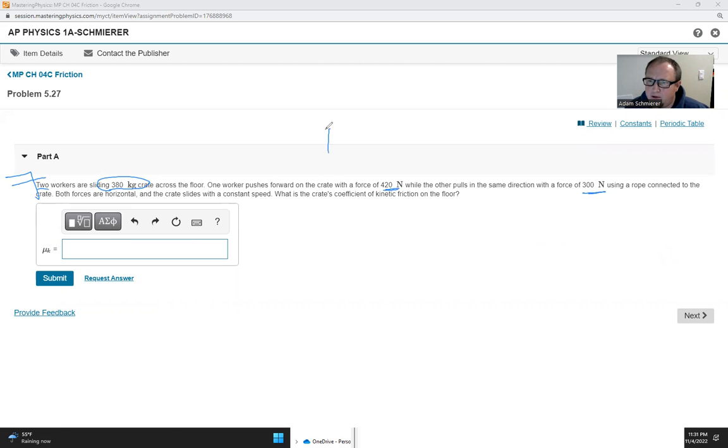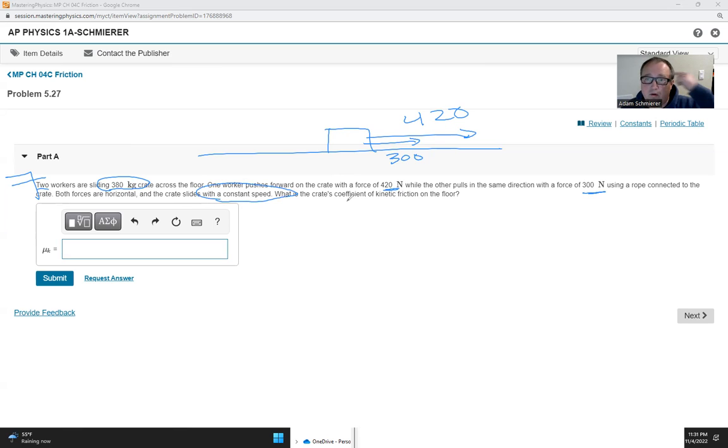So if I think about my box, these guys, or gals, forgive me, are pulling with 420 and 300. It says they're going the same direction, using a rope connected to the crate, both forces are horizontal, and the crate slides with a constant speed. There's our key word. If they're going constant speed, that means I have to have friction going the other way, because if I didn't have friction, it would speed up. If I have 420 and 300 going one way, that means 720 is going the other way. So there's my first idea.